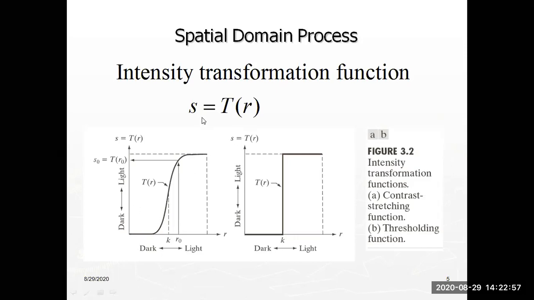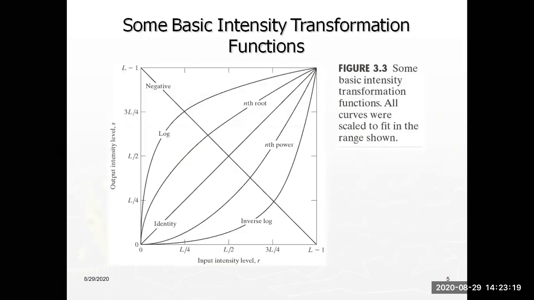So here the mathematical representation of the intensity transformation function is simply S equals T of R. And if you have the transfer characteristics, it is also called transfer characteristics, like this: the first one is contrast stretching, and the second one is called the thresholding function. Okay. So now, some basic intensity transformation functions.